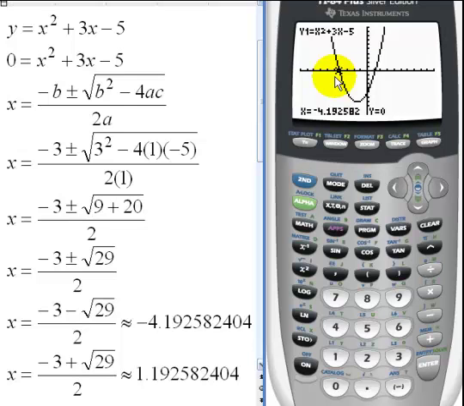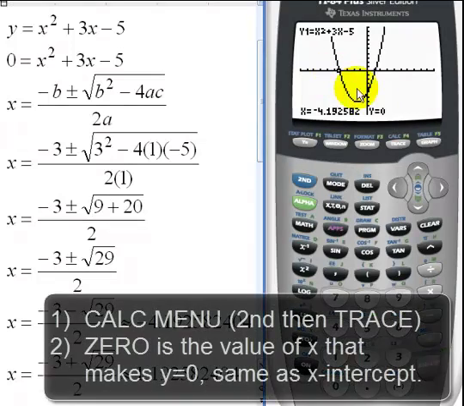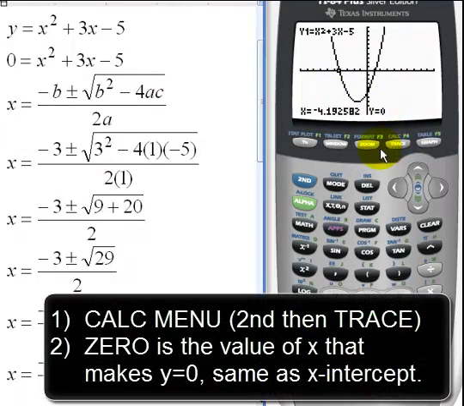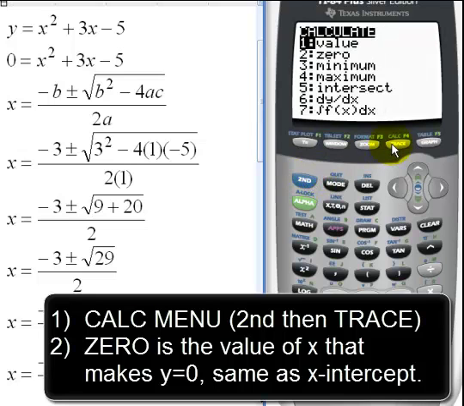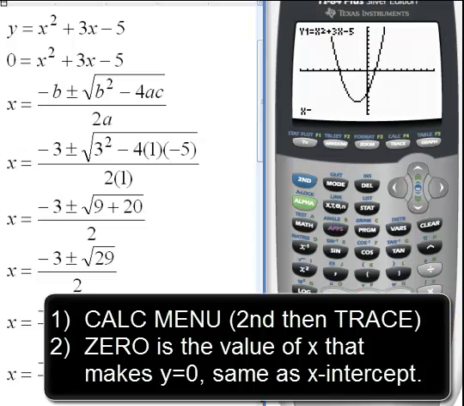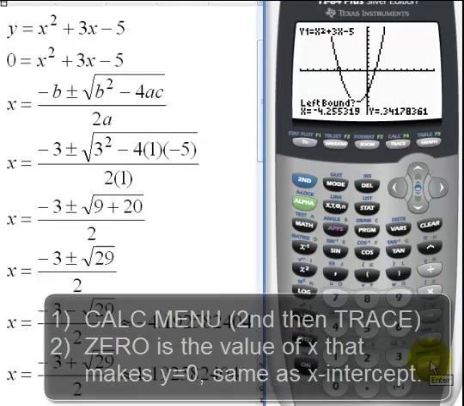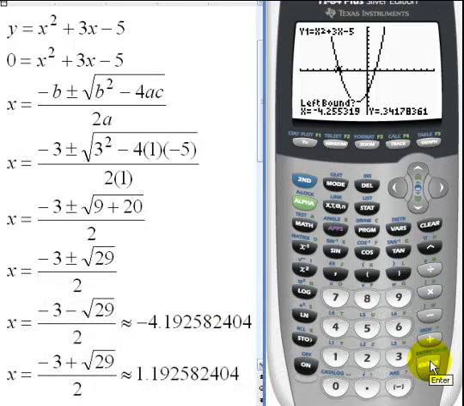What I'm going to show you as a second technique is to use what's called the zeros method on the calculator. Above the trace key in blue is the calc menu. I'm going to do second trace, go to the calc menu, and number 2 you can see is zero. I can either highlight number 2 and hit enter, or just punch the number 2 on the calculator. Now the calculator is going to ask me for three things: a left bound, a right bound, and a guess. I'm going to move the blinking cursor off of the x-intercept for a second.